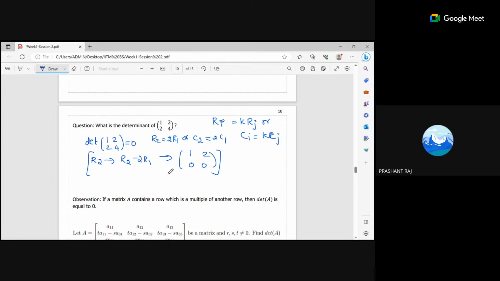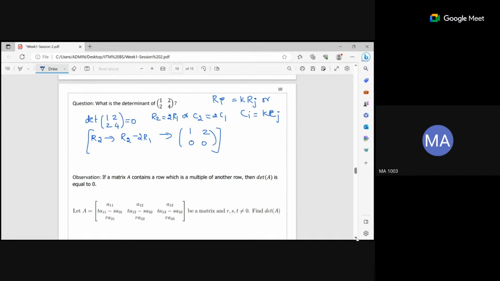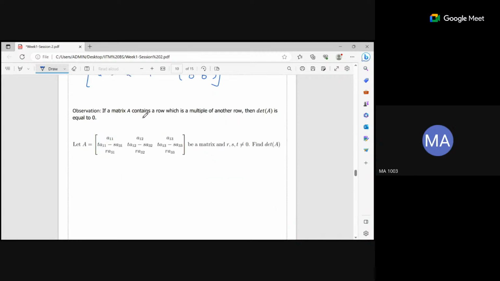Right? Yes, ma'am. Okay. So if a matrix A contains a row which is a multiple of another row, then the determinant equals 0. So this observation is clear, right? I guess you all have seen this question. Now I have given the clue that this is the observation you have to use here. Can anyone guess how to do this, or maybe you have done it already?